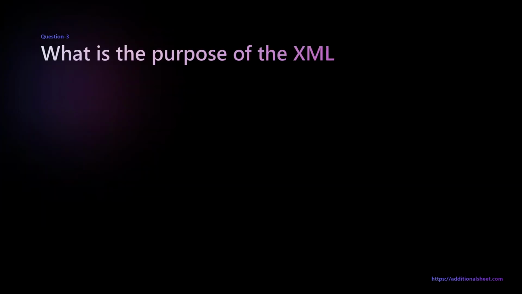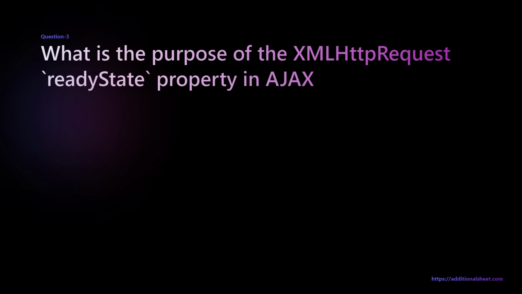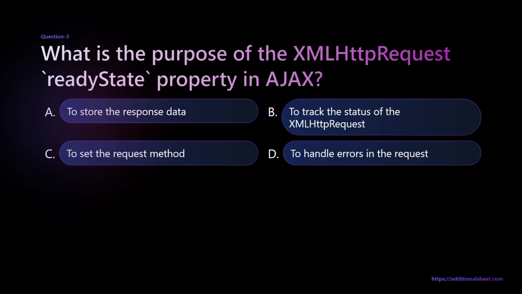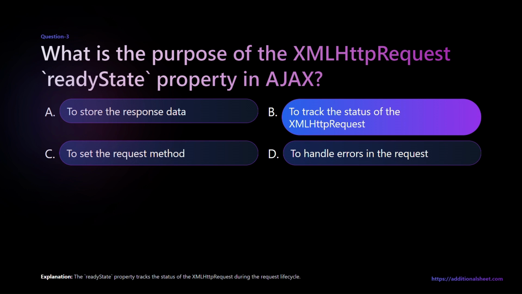What is the purpose of the XML HTTP request ready state property in AJAX? Option A, to store the response data. Option B, to track the status of the XML HTTP request. Option C, to set the request method. Option D, to handle errors in the request. The correct answer is option B, to track the status of the XML HTTP request.